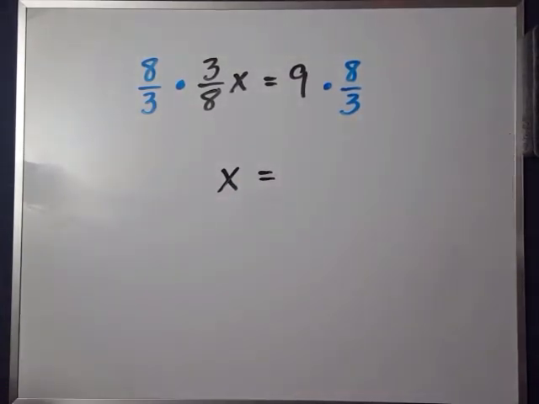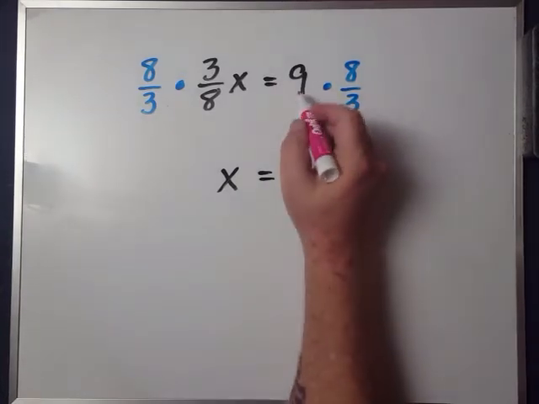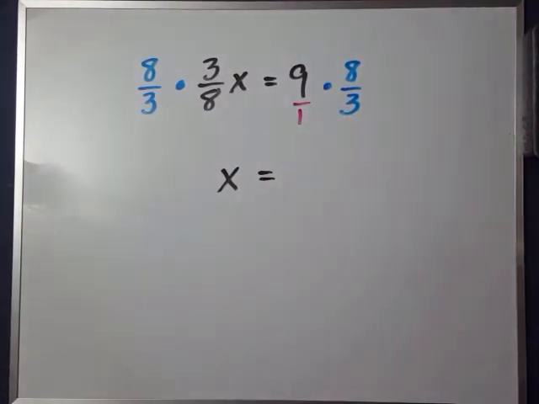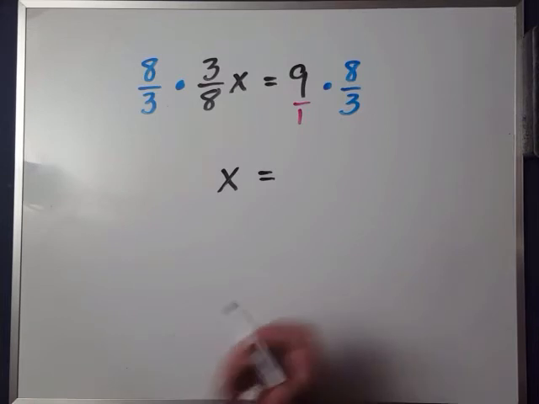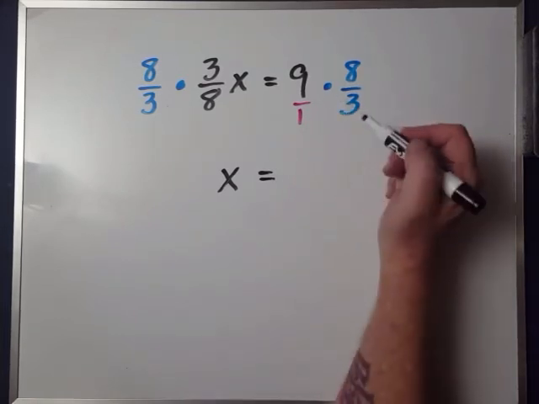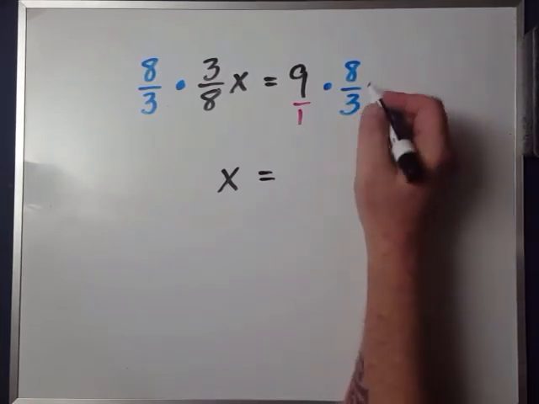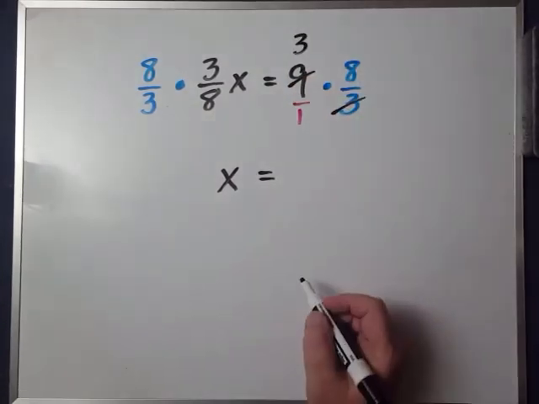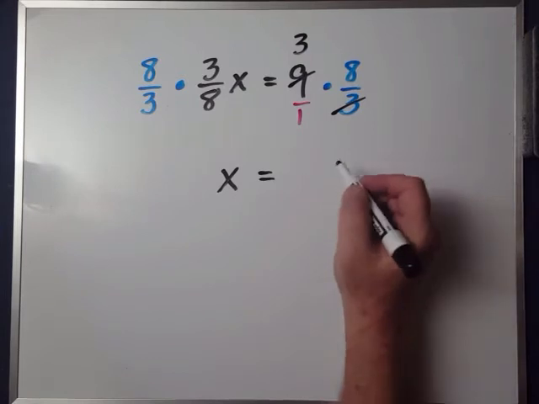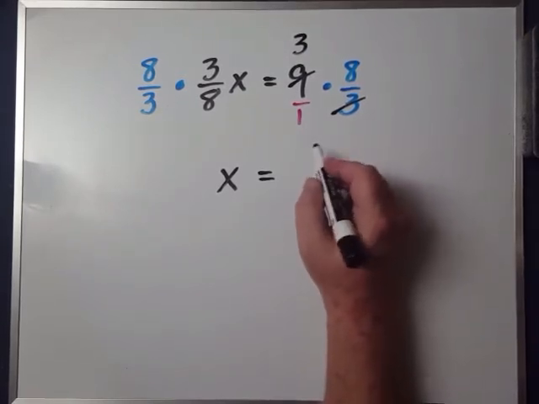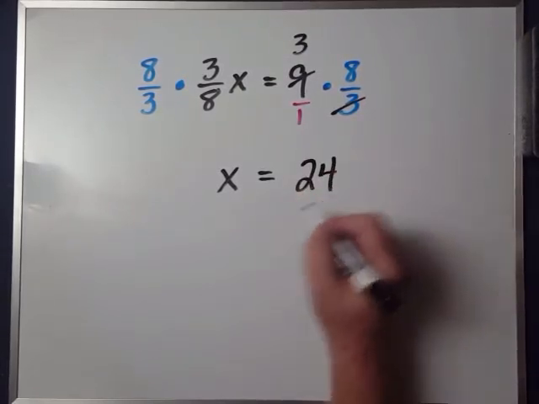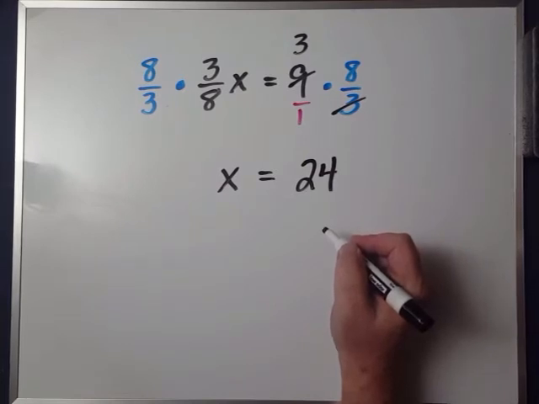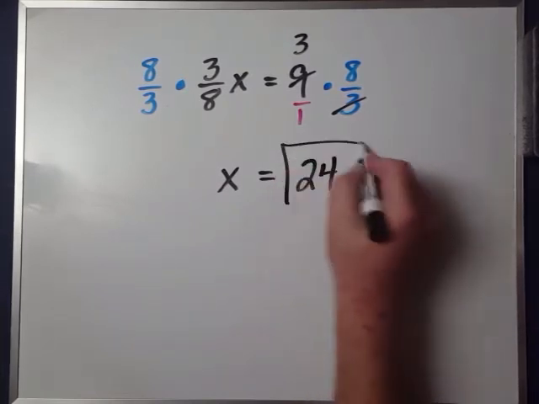On the right-hand side, you know that 9 belongs to the numerator. Show that over 1 if it helps. You know when we're multiplying fractions, we can cross-cancel. 3 goes into 9 3 times. And then finishing off, 3 times 8 is 24 over 1, but we do not write over 1 in a final answer.